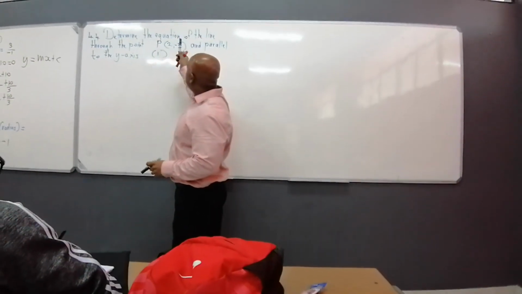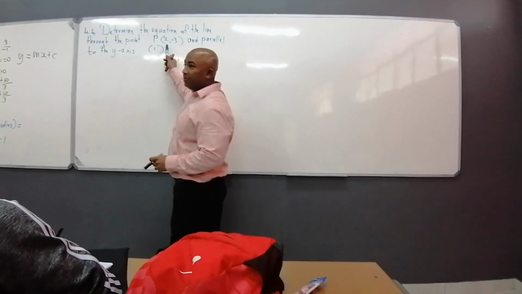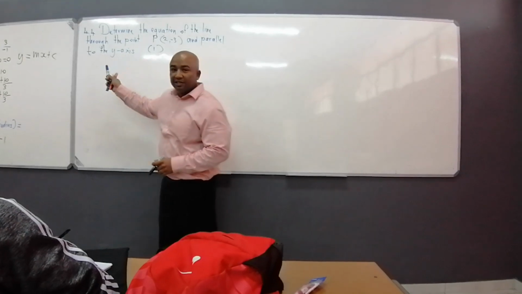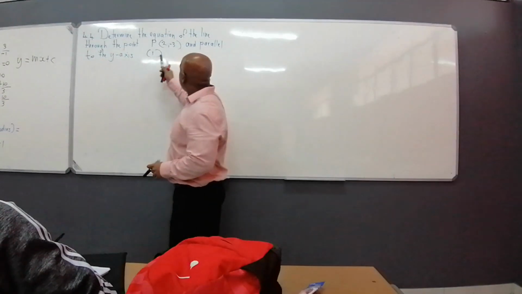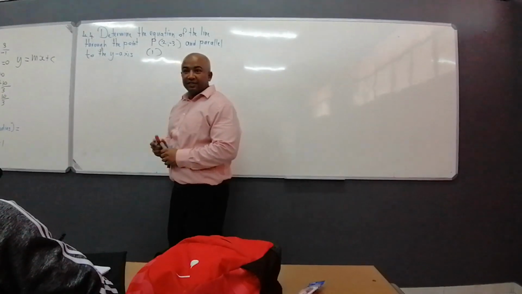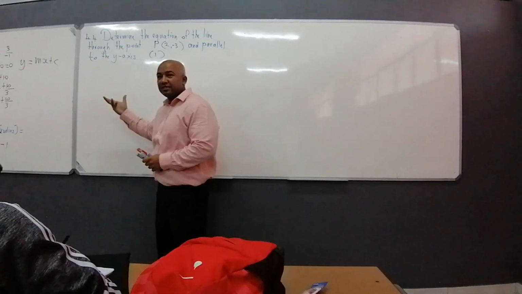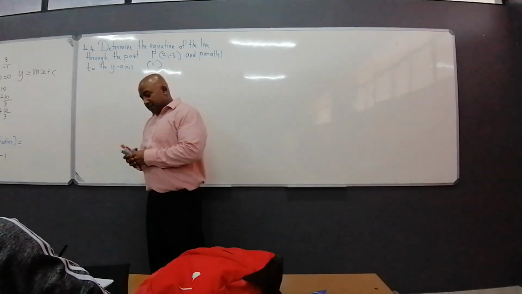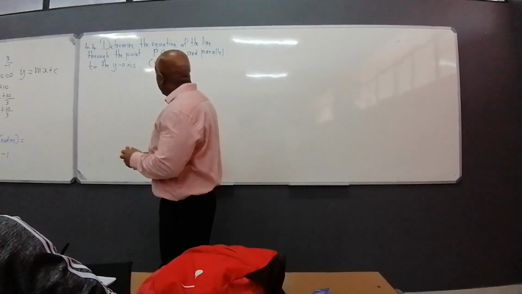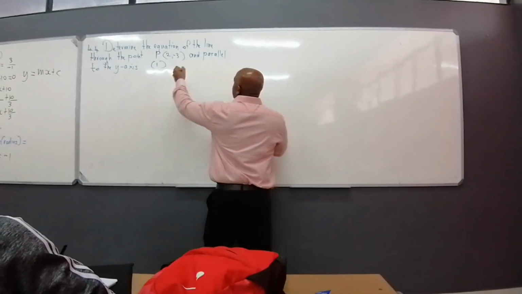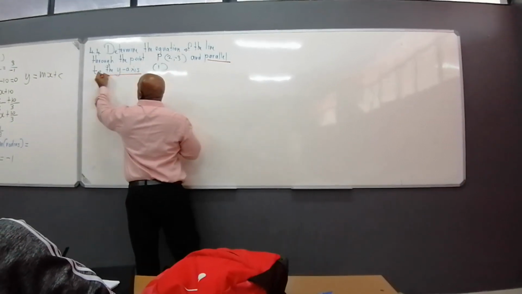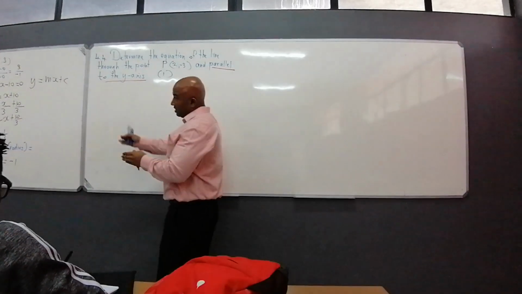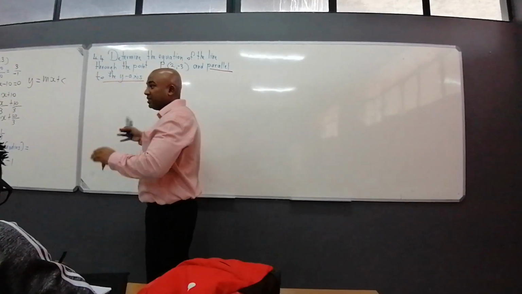Determine the equation of the line through the point P, which is (2, -3), and parallel to the y-axis. So this is a straight line. What do we need? We need the gradient and we need a point. But what is important to note here is parallel to the y-axis. So what does that mean? The best thing is just like what I did there. Let's draw. Let's see the picture.